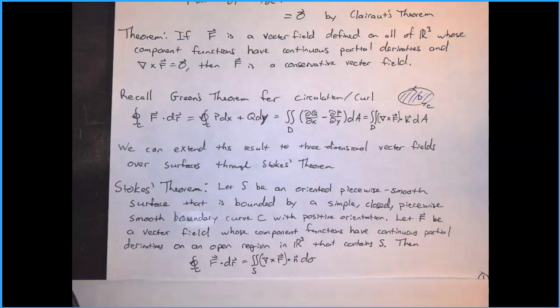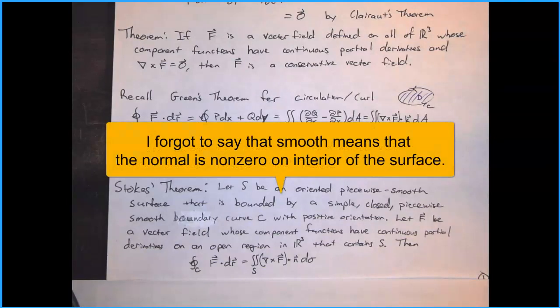Smooth means that the surface has a well-defined normal vector in the interior. We haven't used that terminology before, but what it means is that we can find a parameterization for this surface such that the cross product of the first order partial derivatives of that parameterization is continuous on the interior of your surface.